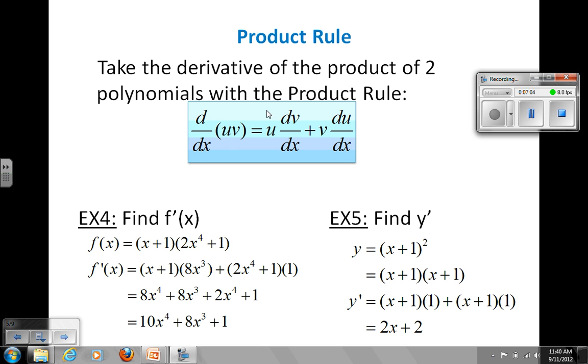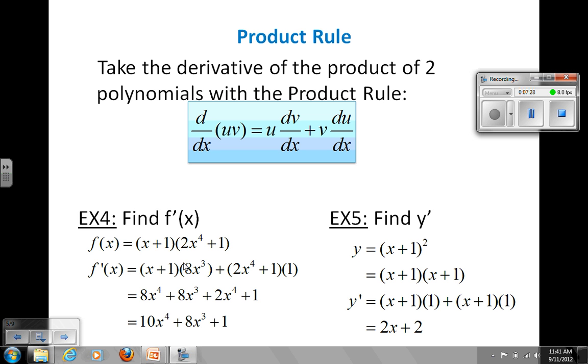So with product rule, you really don't want to have to use it when you can use power rule, because power rule is so much nicer. You use product rule specifically when you have a variable or something with a variable in it being multiplied by some other variable. So here's something with an x in it. Here's something with an x to the fourth in it. That would be when I use it.